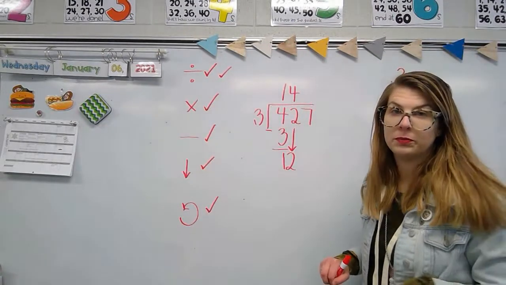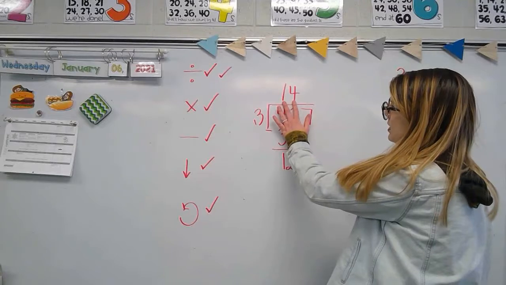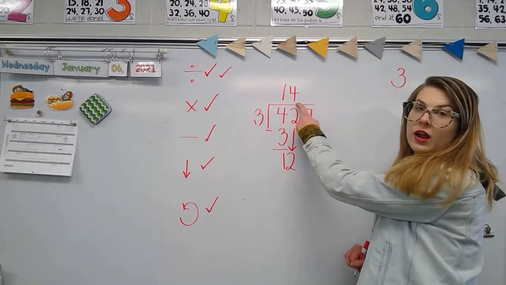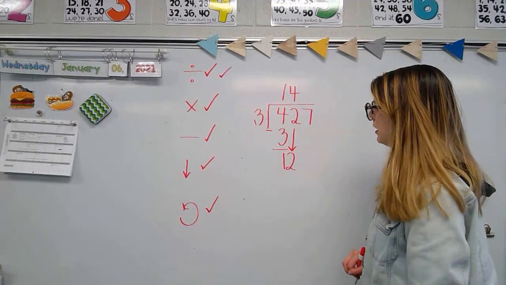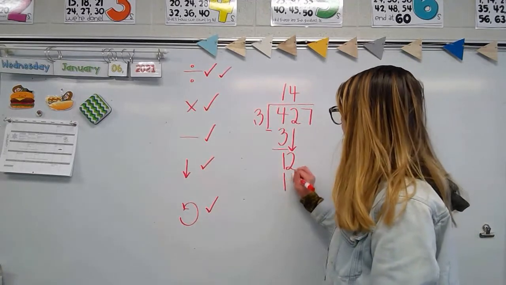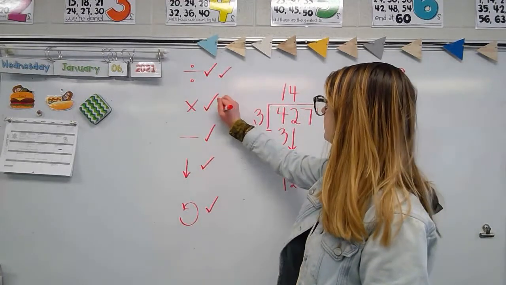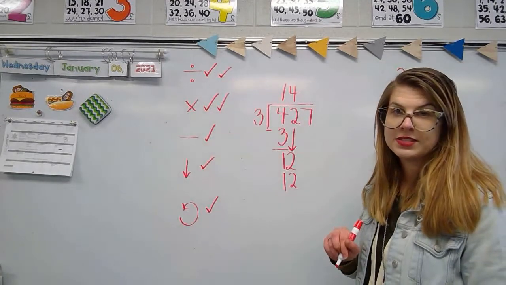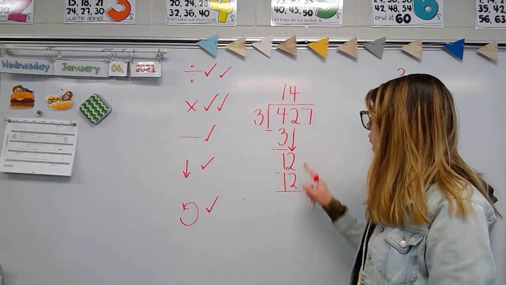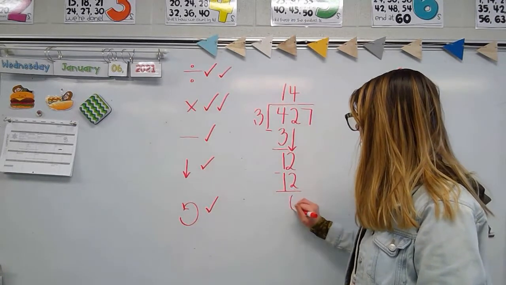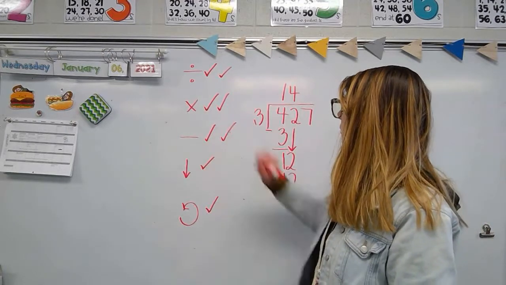Next, I'm going to multiply, but I don't want to multiply the number 14. I'm only looking at this 4 that I just put on the roof. 4 times 3 equals 12. And now it's time to subtract. 12 take away 12 equals 0.